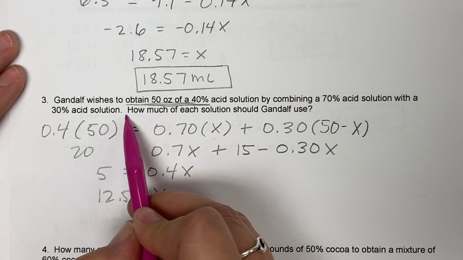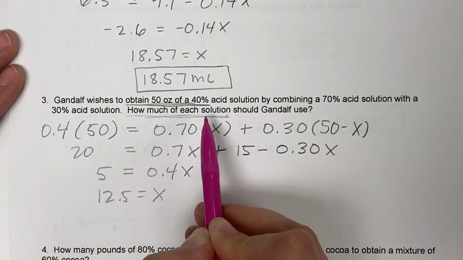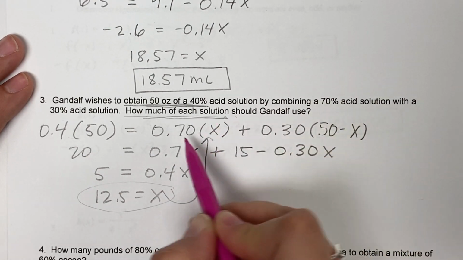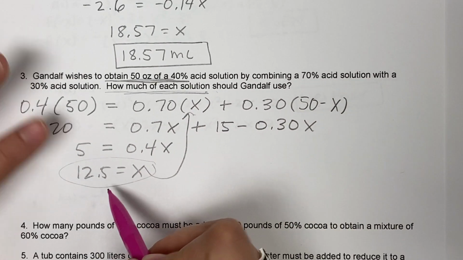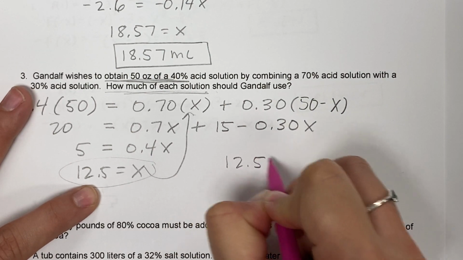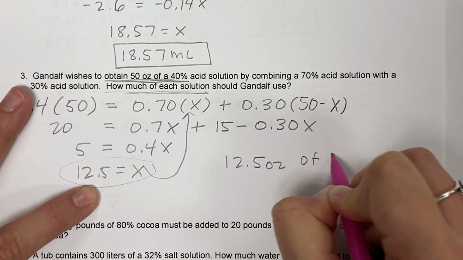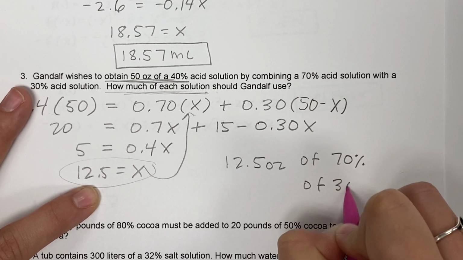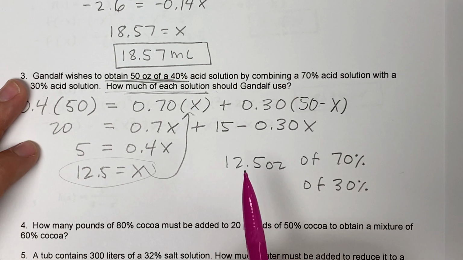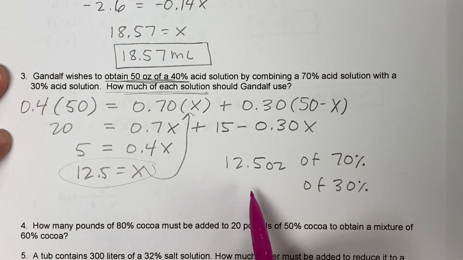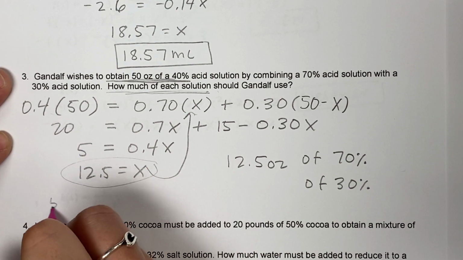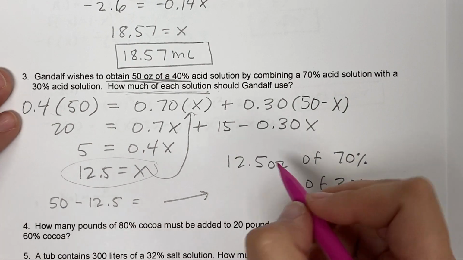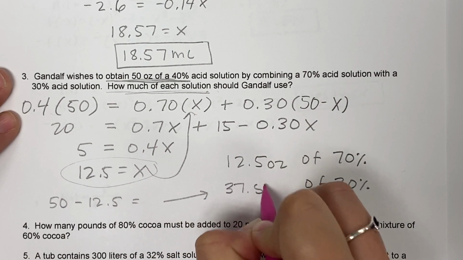However, the question says how much of each solution. So I'm going to have two answers here. Well, by solving for x, I solve for the one beside the 70%. So the 12.5 ounces is of the 70%. Well, now we need to find the amount of 30%. Well, I know 12.5 and my other number have to add up to 50. So I'm going to do 50 minus 12.5 to get 37.5.